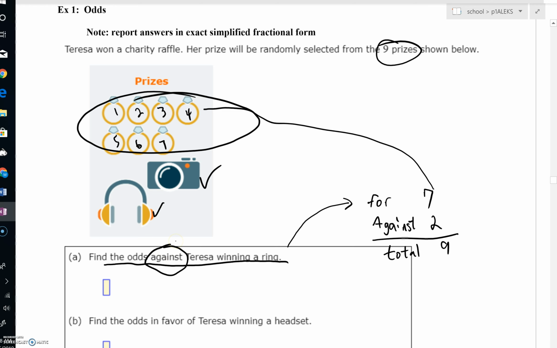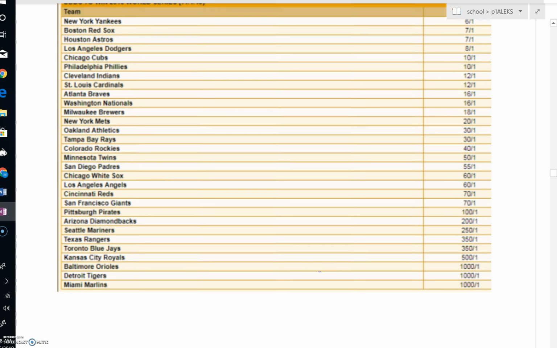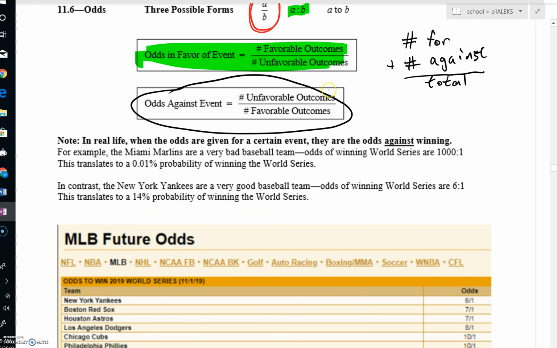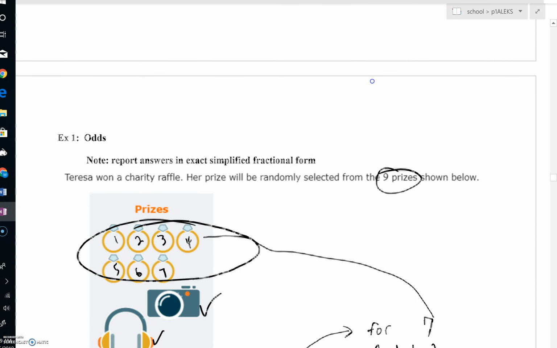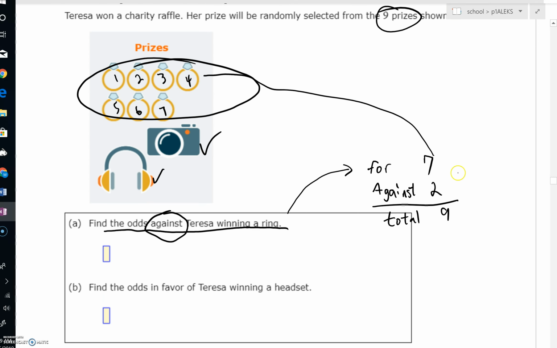So we want the odds against Teresa winning a ring. Well, again, if we looked at the odds against, we'd have the number of unfavorable all over favorable. So the unfavorable would be right here. This would be favorable. So we need unfavorable, 2 to 7. So that's the odds against. The against would be, of course, not winning the ring. This is the number of ways we can. So it's 2 over 7.